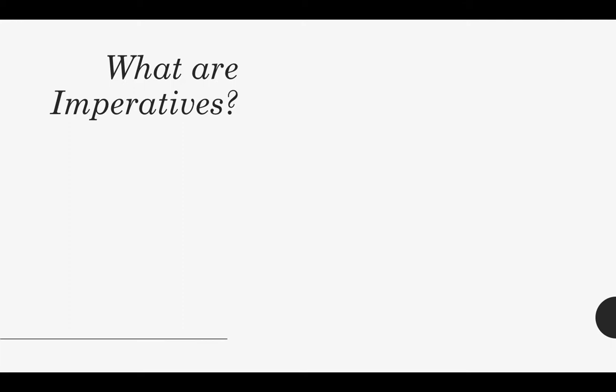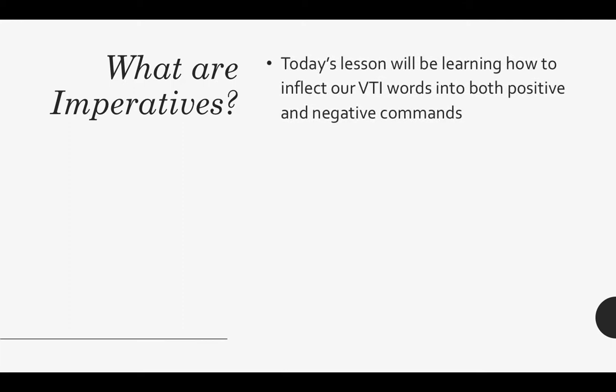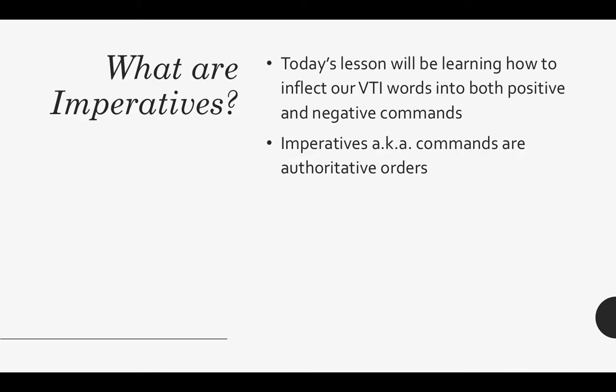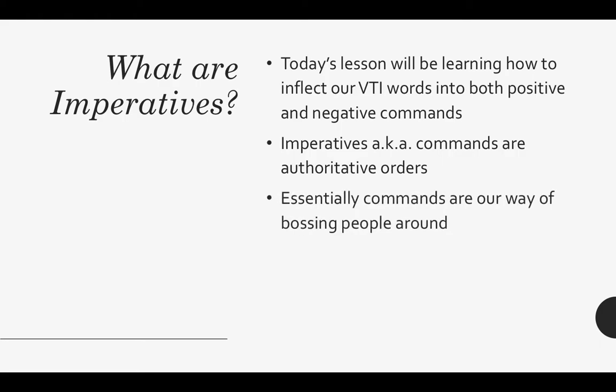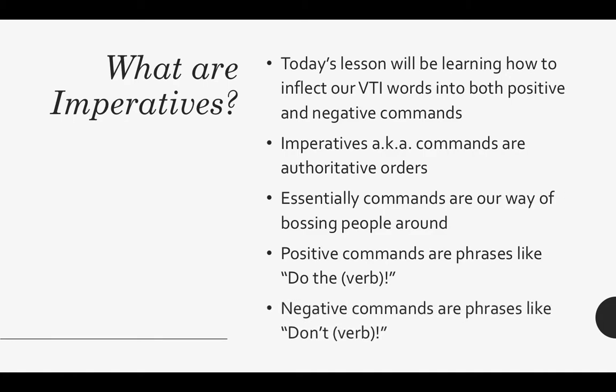So what are imperatives? Today's lesson, we'll be learning how to inflect our VTI words into both positive and negative commands. So imperative is just a command. It's just a way to boss people around. Imperatives, also known as commands, are authoritative orders. Essentially, commands are our way of bossing people around, like I've said. So positive commands are phrases like do, whatever the verb is. Negative commands are phrases like don't do the verb, don't verb, whatever.